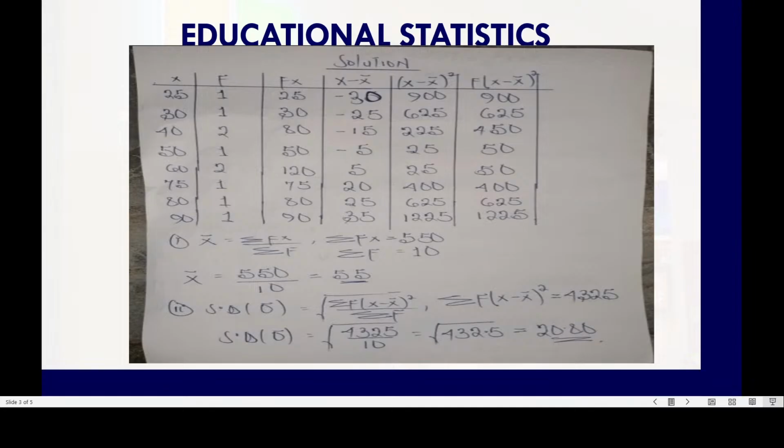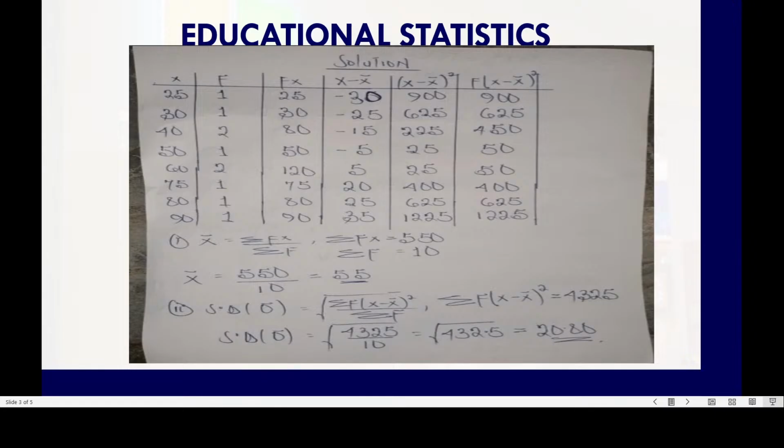From the formula, you can see we have x minus x bar. For that reason, I will create a column for x minus x bar. Who is the x? It is the score. Who is the x bar? It is the mean. What is the first score there? It is 25. What's our mean calculated? It is 55. So all you need to do is say 25 minus 55. That will give us minus 30.